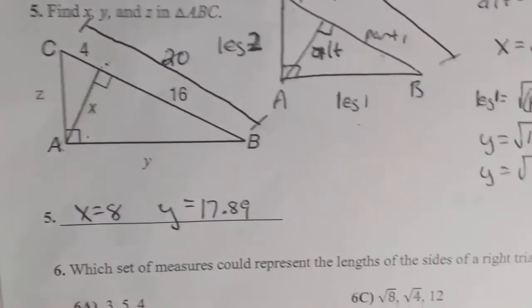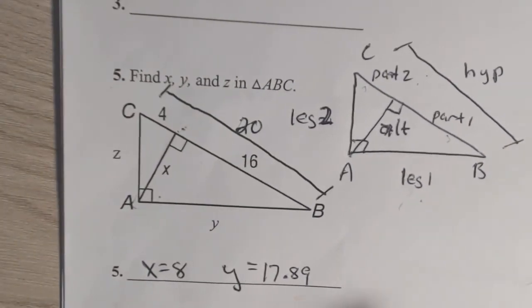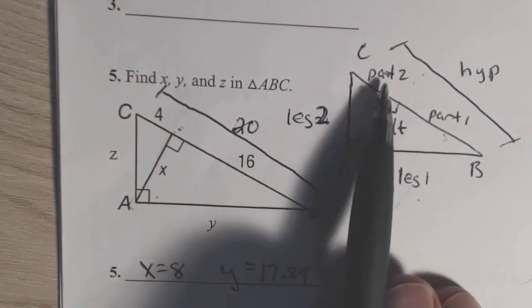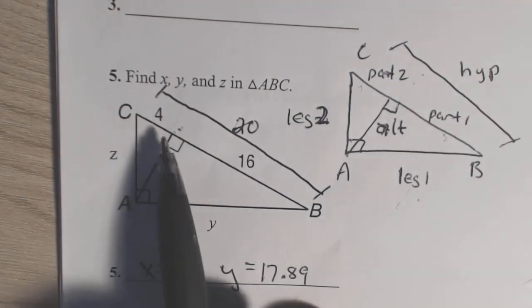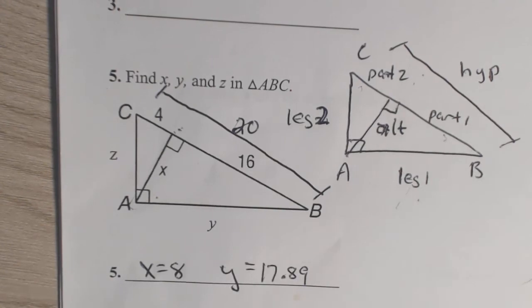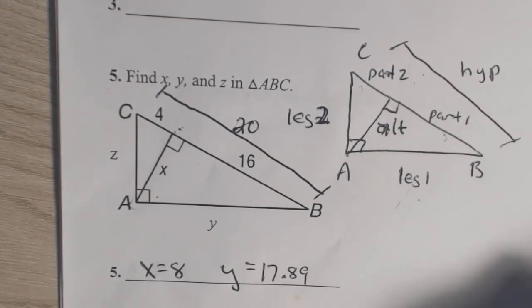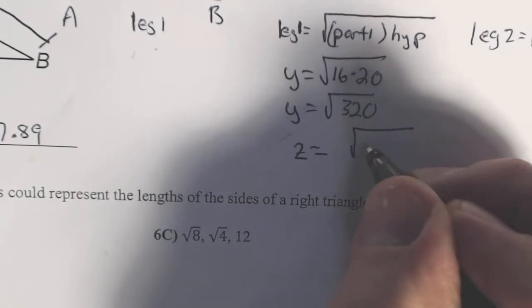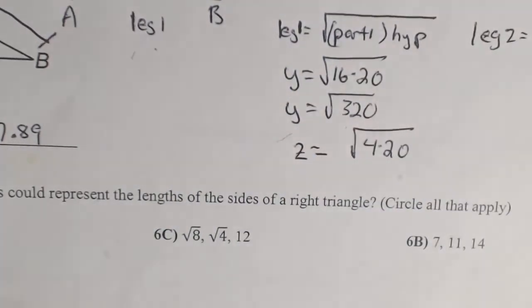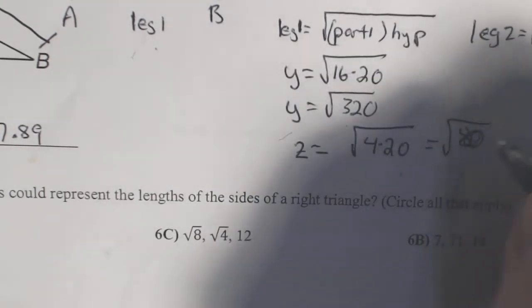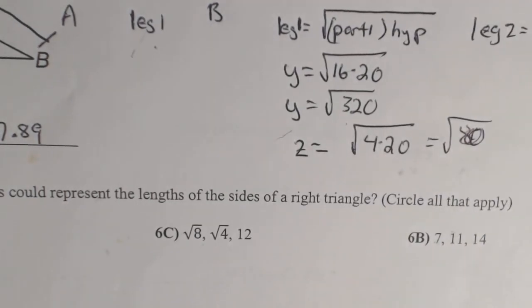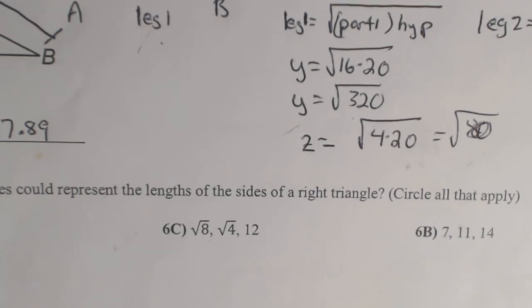approximately. Okay, our other geometric mean guy is the other leg. Leg 2 is the geometric mean between part 2 and the whole hypotenuse. So z is the geometric mean between 4 and 20. So now z is the square root of 4 times 20. That means it's the square root of 80. And to the nearest tenth, out of the calculator, nearest hundredth, I get 8.94.